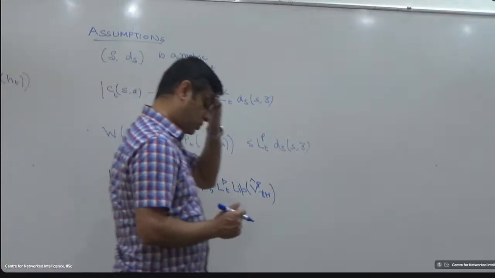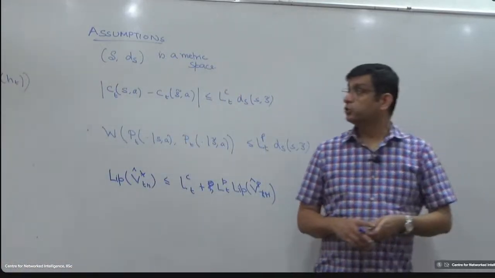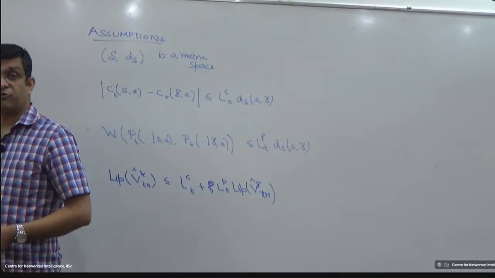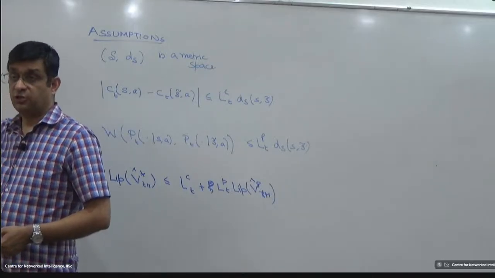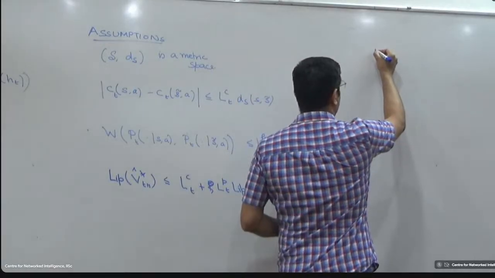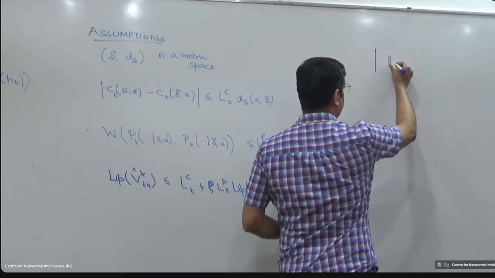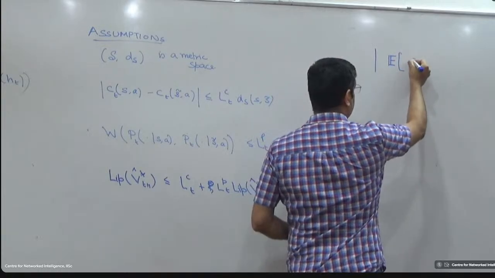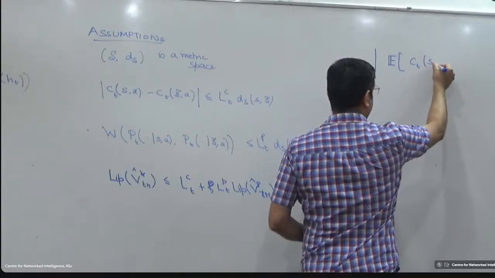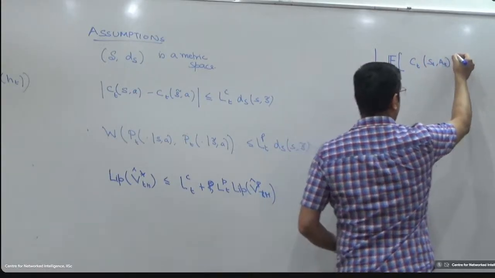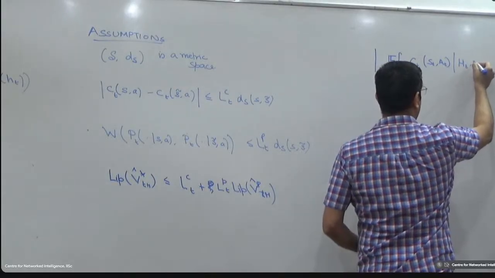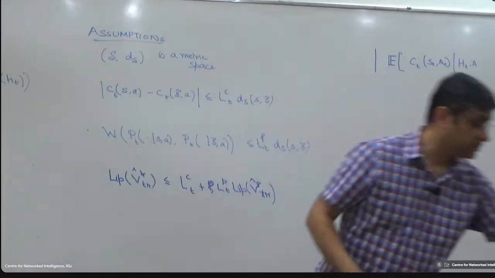So now, in order to show that this is an AIS, I'll have to quantify epsilon and delta. So let's try to find that out. What I have to do is look at the expected value of the per step cost of S_t, A_t conditioned on H_t, A_t. Let's make them realizations.